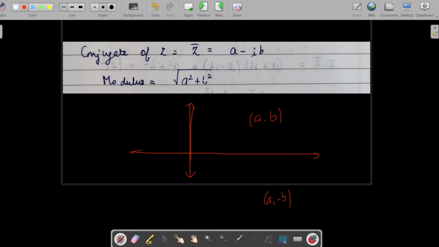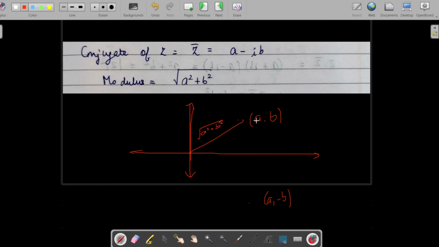And under root of a square plus b square, which is the mod of the complex number, is nothing but its distance from the origin. This is under root a square plus b square. This is what you were taught in vectors also. Complex numbers can also be understood in terms of vectors.